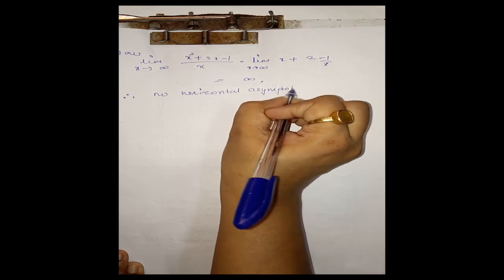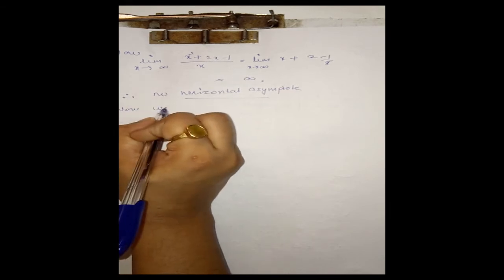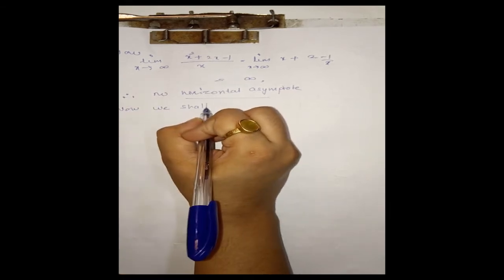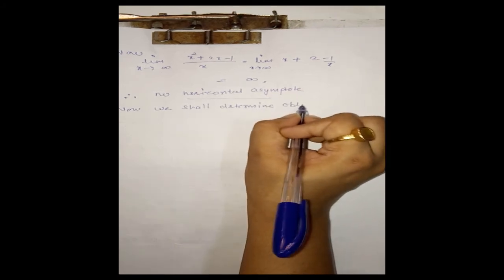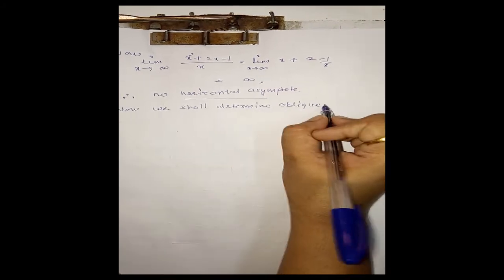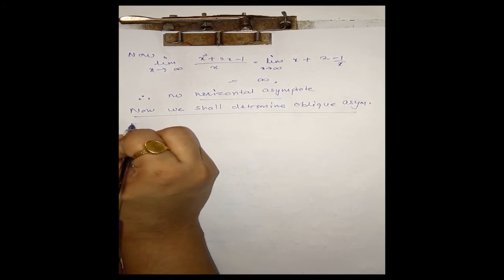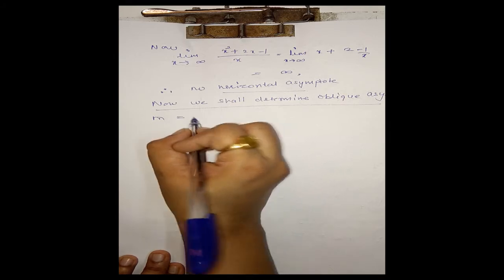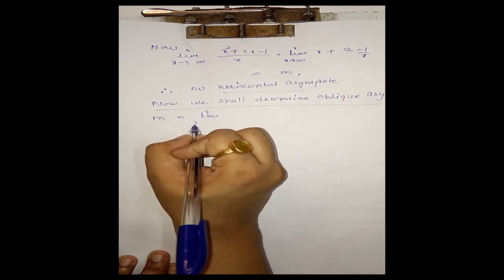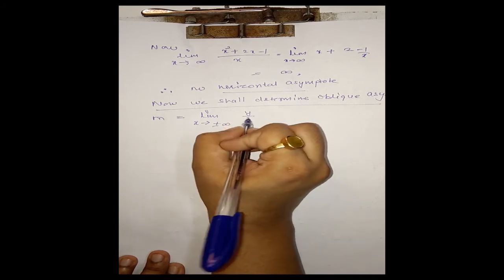Okay, now we shall determine oblique asymptotes. For this we have to find the values of m and c. Now m is equal to limit x tending to plus or minus infinity of y/x.